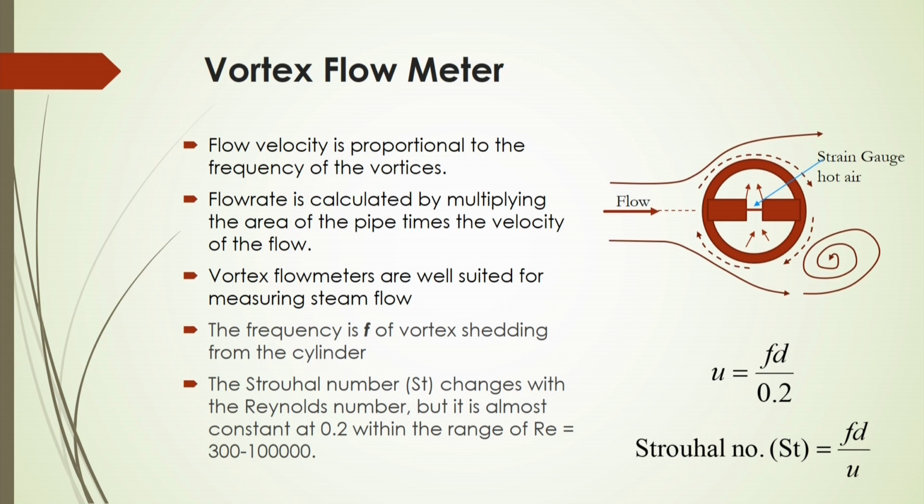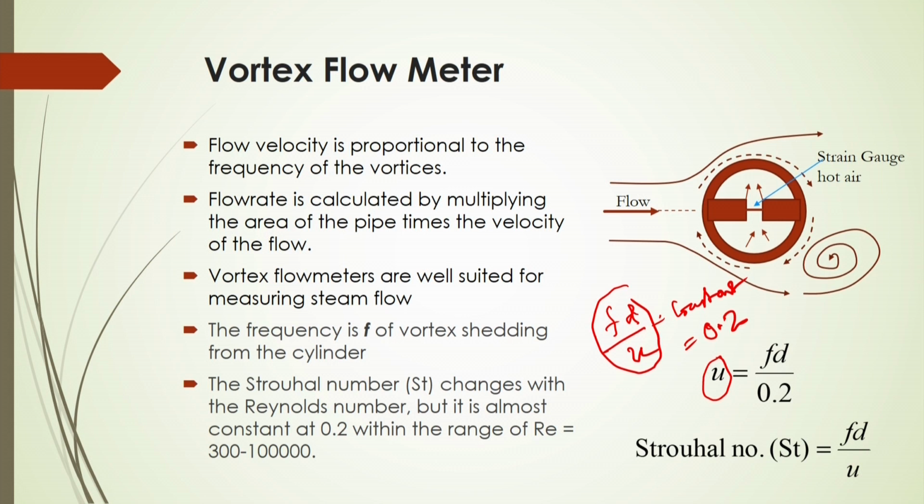In that case we can say that f d by u, where f is the frequency of the vortices, d is the diameter of the pipe, and u is the velocity of the fluid, then f into d by u should be equal to a constant. This constant value is equal to 0.2. This ratio, f d by u, is sometimes called the Strouhal number.